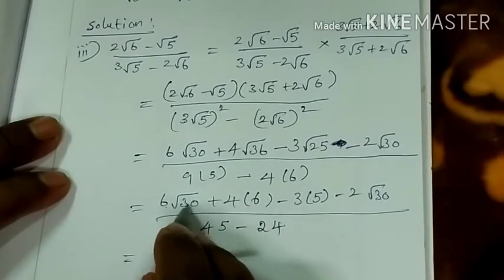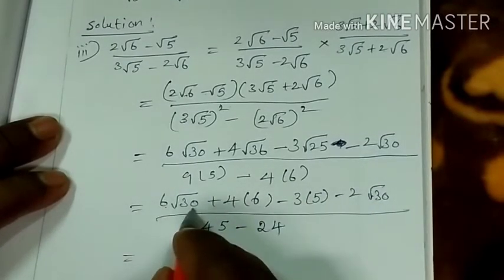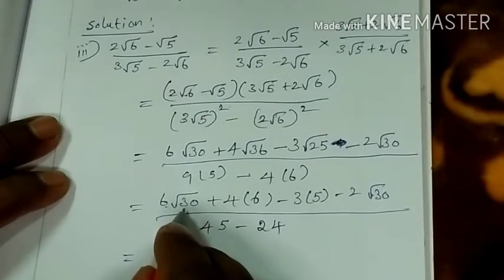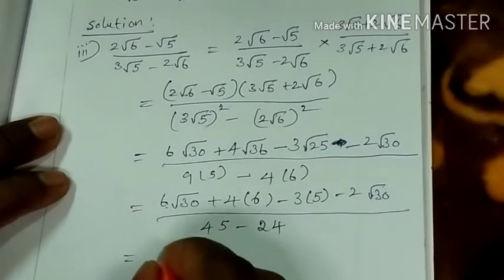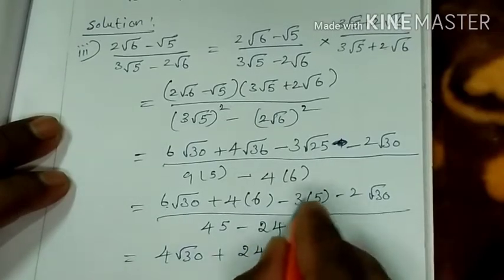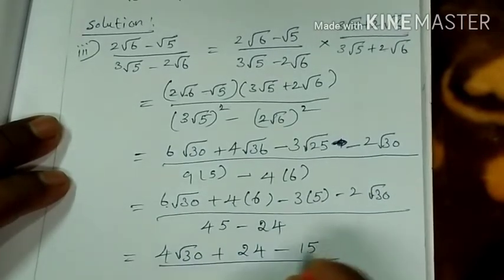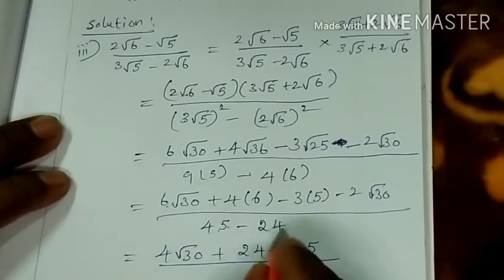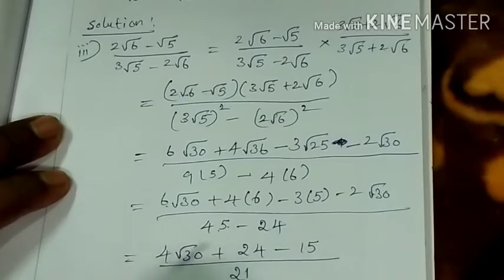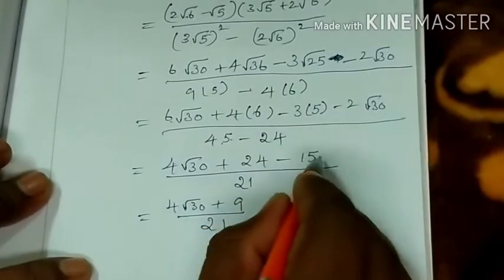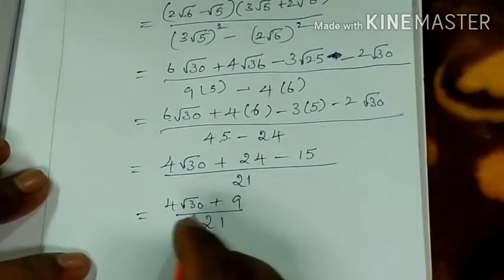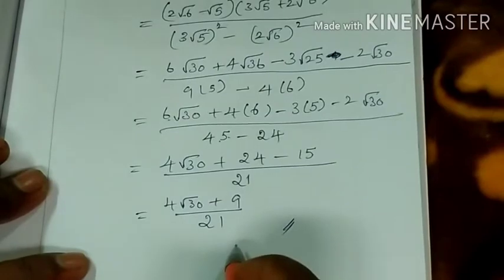Which is equal to... So consider the first and last terms. This is 6√30 and this is 2√30. Subtract both the values: 6√30 minus 2√30 is 4√30. Plus 4 sixes are 24, minus 3 fives are 15, the whole divided by 45 minus 24. 5 minus 4 is 1 and 4 minus 2 is 2. So 4√30 plus 24 minus 15, divided by 21. 24 minus 15 is 9. That's all. This is your answer of the third question. Have you understood?